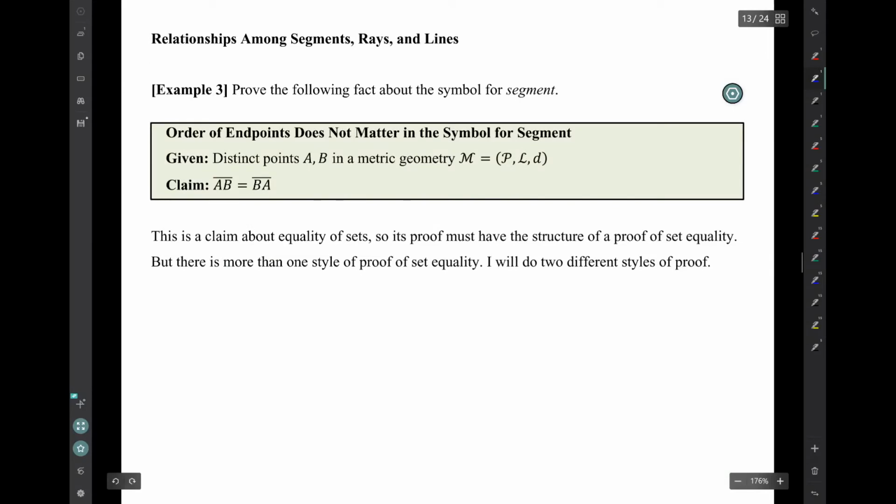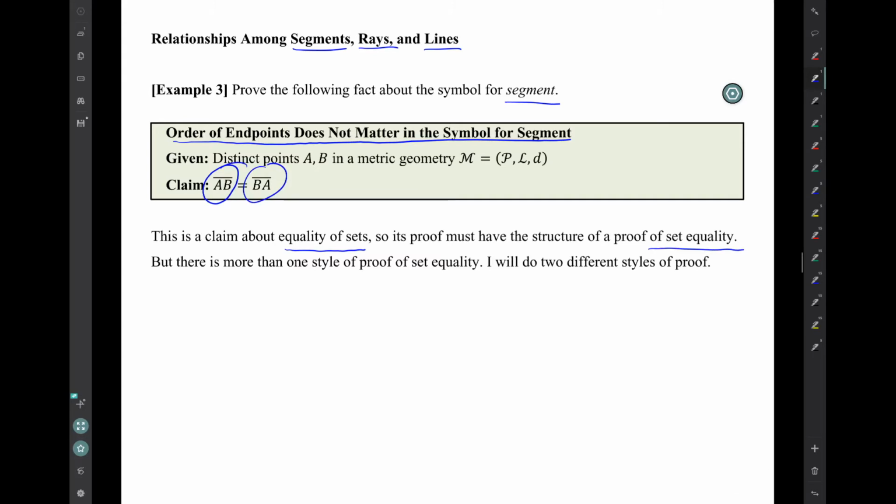Now I want to discuss relationships among segments, rays, and lines. I'll just start with an example. Let's prove this fact about the symbol for segment: the order of endpoints does not matter in the symbol for a segment. So given distinct points in metric geometry, segment AB equals segment BA.